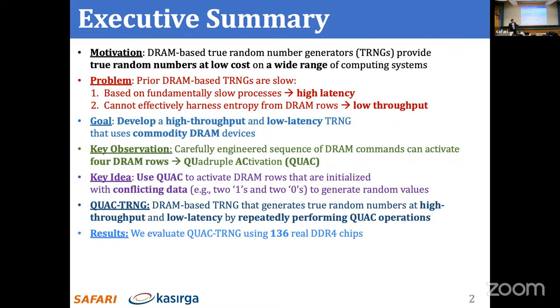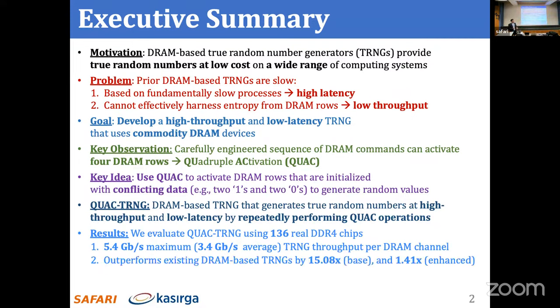We evaluated using real DRAM chips, 136 of them, and we show that it can generate true random numbers at 5.4 gigabits per second throughput per DRAM channel in your system. It outperforms existing DRAM-based TRNGs by around 15 times for their base versions, which means that we evaluate them as they're proposed. And then their enhanced versions, which we enhance by using techniques that we use also in our true random number generator to more fairly compare against existing work. And even then we outperform them by 1.4 times. It can produce random numbers at very low latency. We can generate a 256-bit random number in 274 nanoseconds. And it also is a high quality true random number generator because it passes all the standardized randomness tests from NIST.